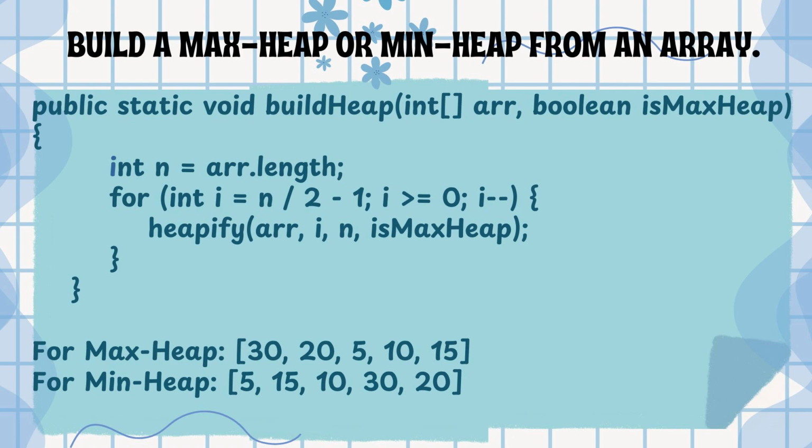So this is a code segment which shows how to build a max heap or min heap from an array. There is a method called build heap. It converts an unsorted array into a valid heap. It starts from the last non-leaf node and heapifies each node upwards. The heapify process fixes violations and restores the heap property, as we discussed earlier.